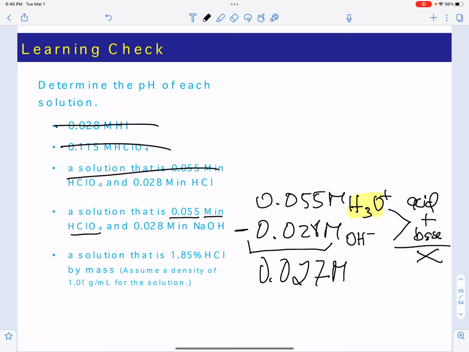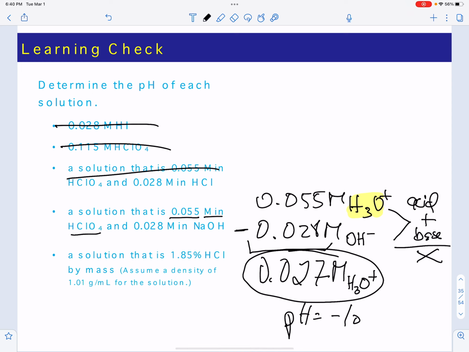So you're going to have hydroxide being the limiting reactant, which indicates that the excess reactant is going to be hydronium. So that's how much you're going to have left after the reaction is complete. And then you just plug it into the formula. So you've got to be careful what's in the solution. Are they neutralizing each other like in this case, or are they combining like in the previous case?